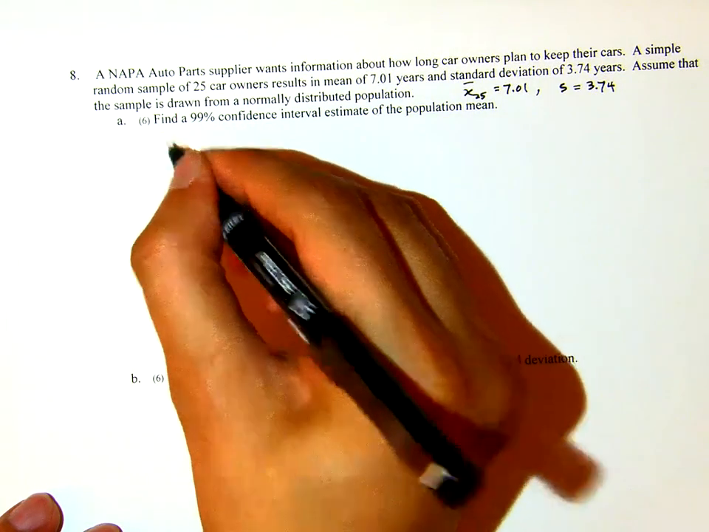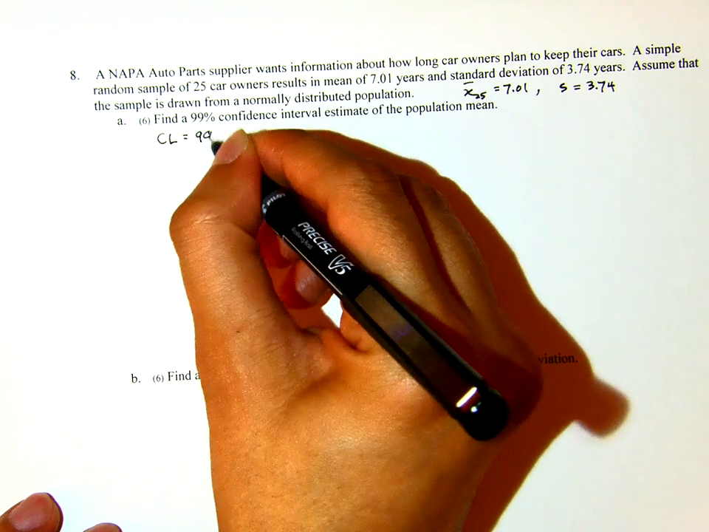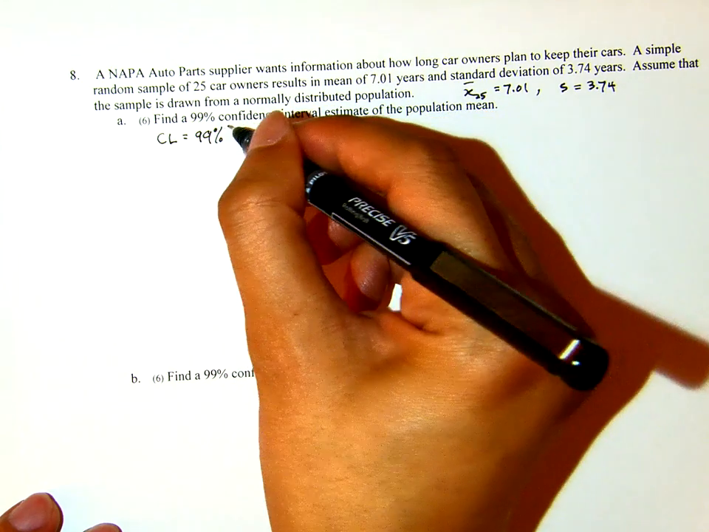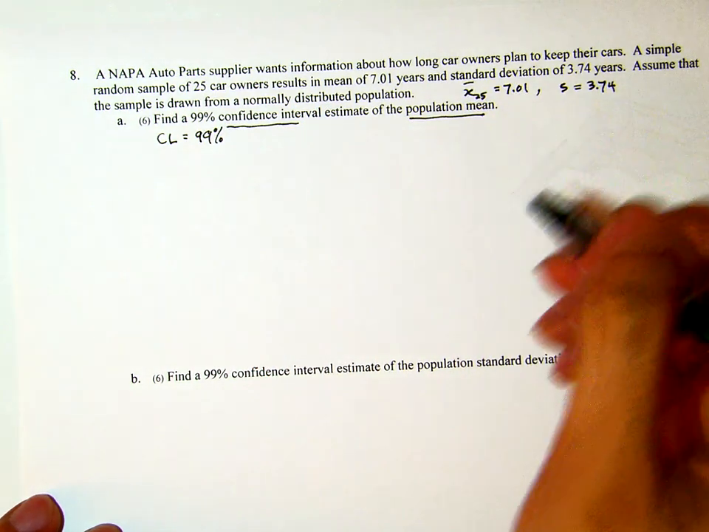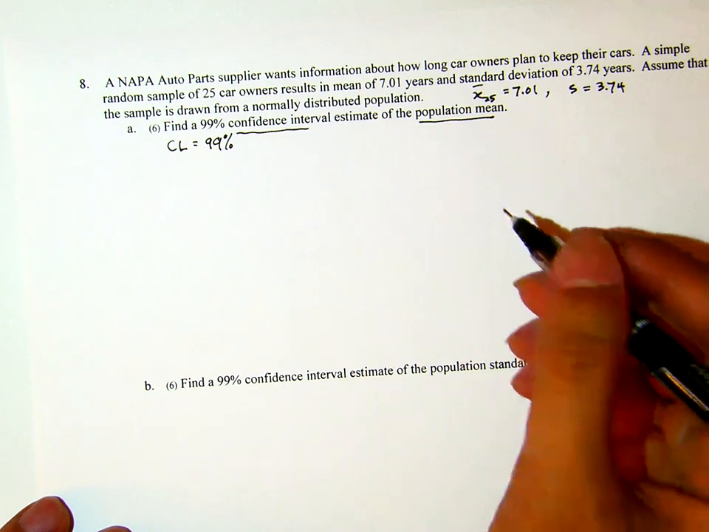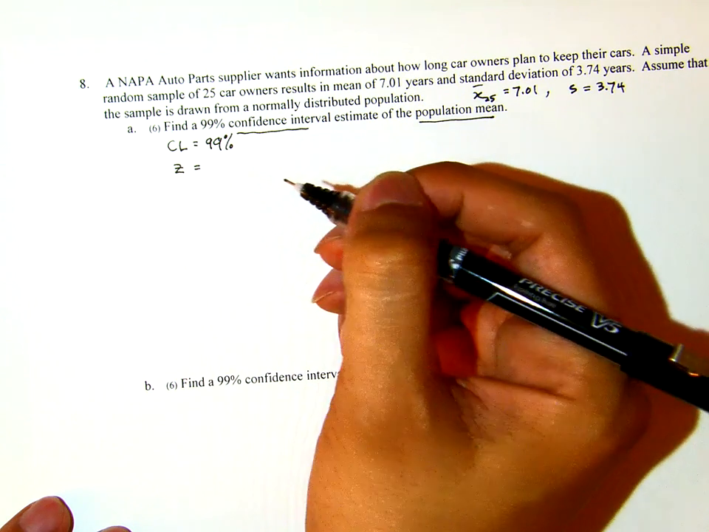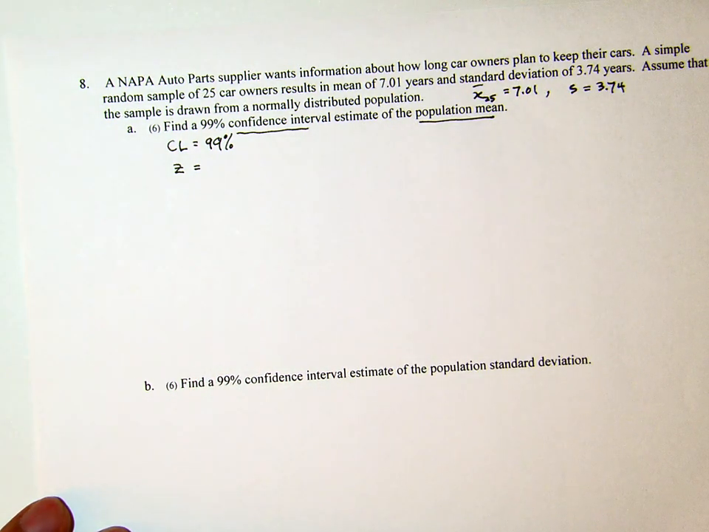Okay, so the confidence level will be 99%, and we want to find the confidence interval for the population mean. Now let's start with the critical value, the c equals, for 99%, I hope we all remember, that is 2.575.